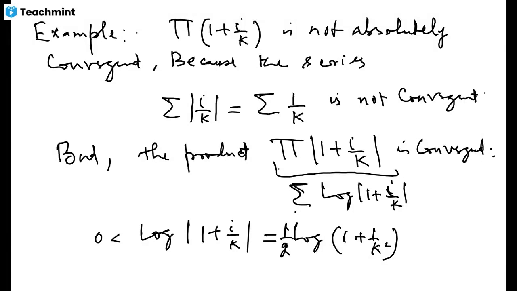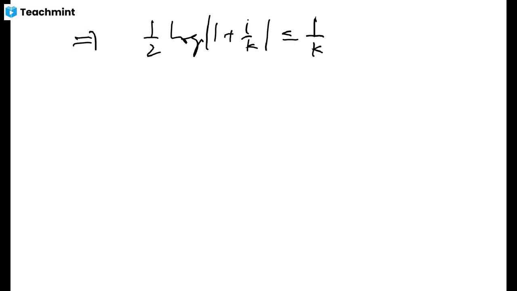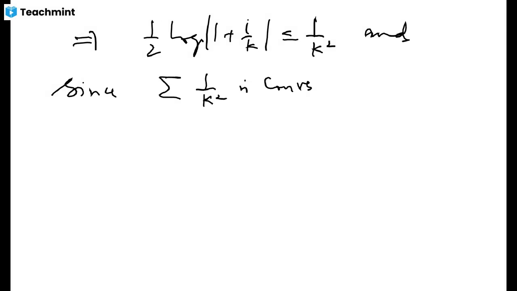And this number, if you see the expansion of this log, then this number is less than or equal to 1/k². So what it implies is that 1/2 log of mod of (1 + i/k) is less than or equal to 1/k². So hence, since we know this series 1/k² is convergent by the p-test, because यहाँ पर power 2 है, convergent.